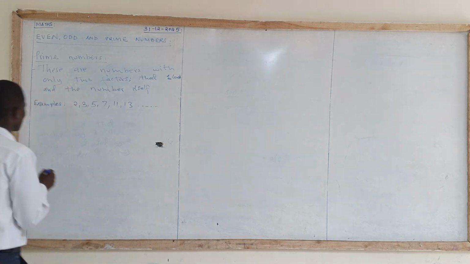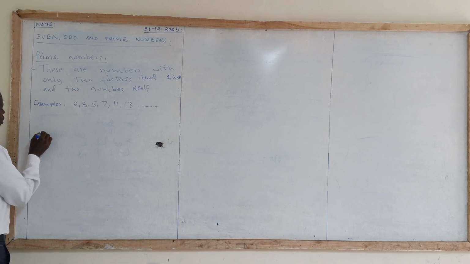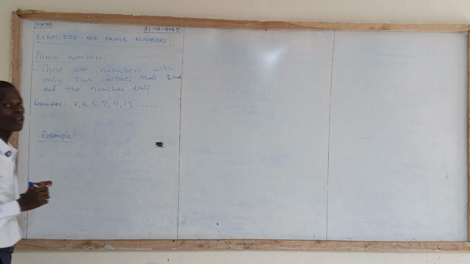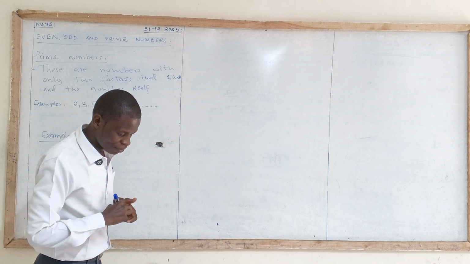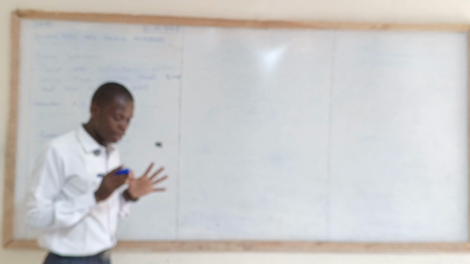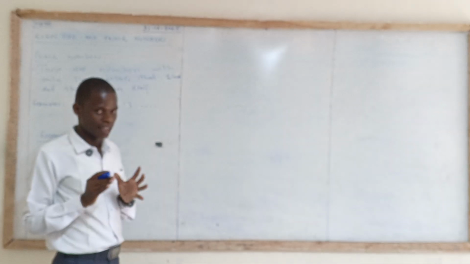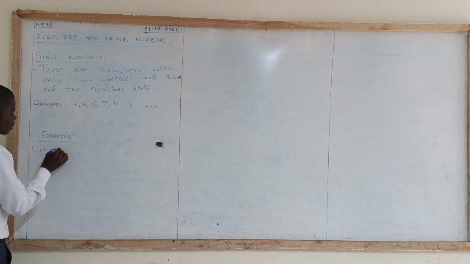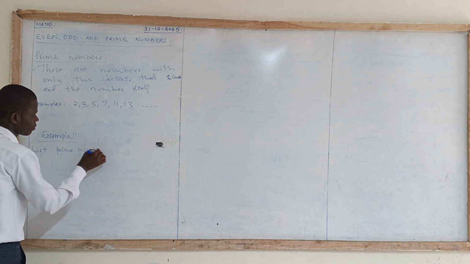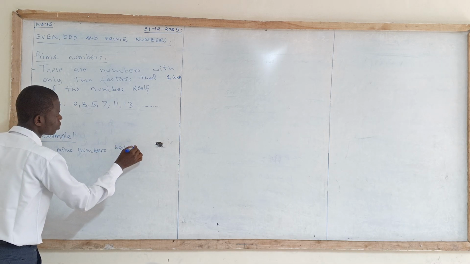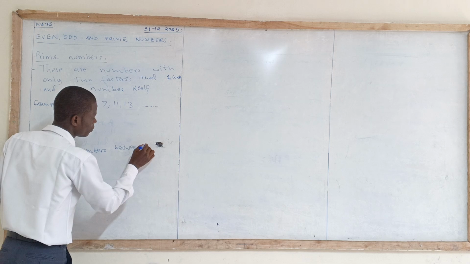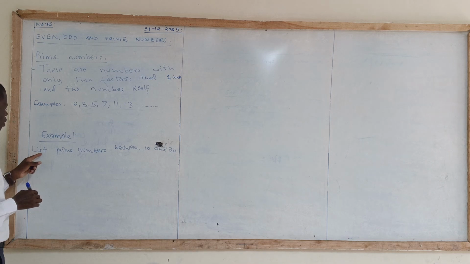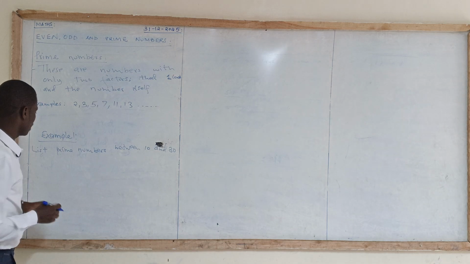Now, an example. You're being told, list prime numbers between 10 and 30. So we want prime numbers in between 10 and 30.